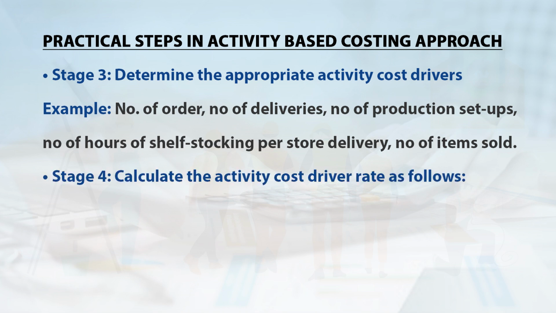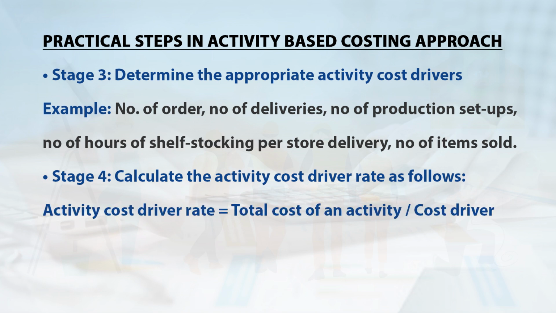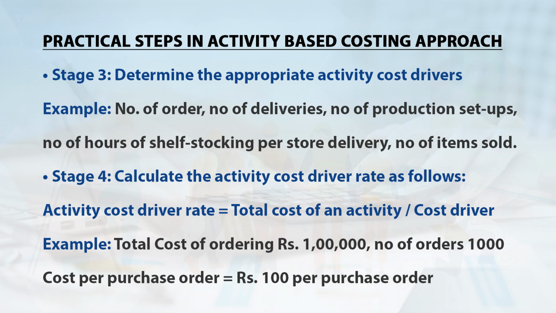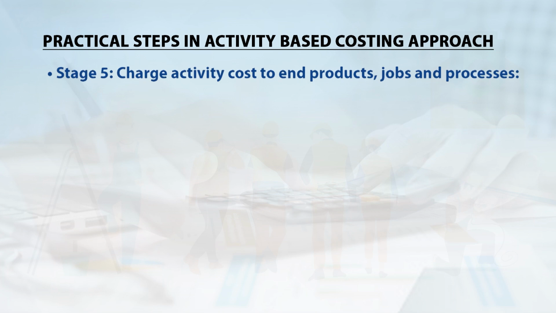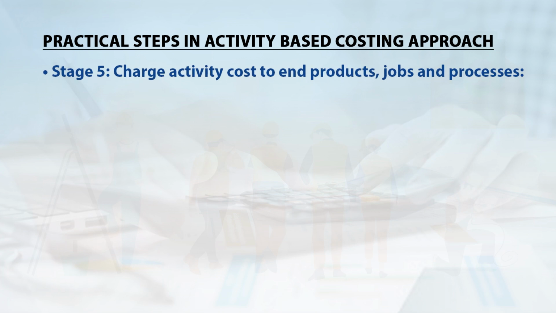Stage 4, calculate the activity cost driver rate as follows. Activity cost driver rate is equal to total cost of an activity divided by cost driver. For example, total cost of ordering is rupees 1 lakh, number of orders are 1000, then cost per purchase order is equal to rupees 100 per purchase order.